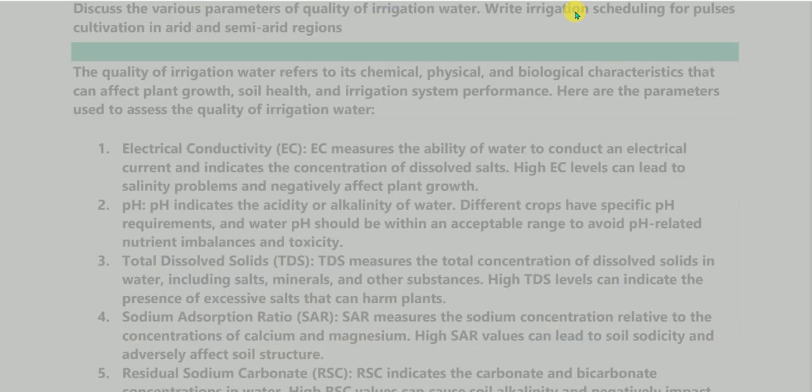Discuss the various parameters of quality of irrigation water. Write irrigation scheduling for pulses cultivation in arid and semi-arid regions.